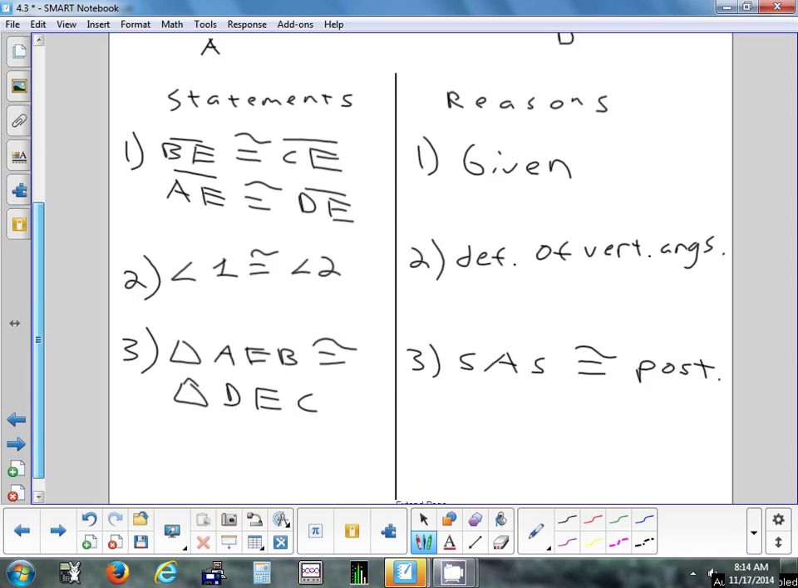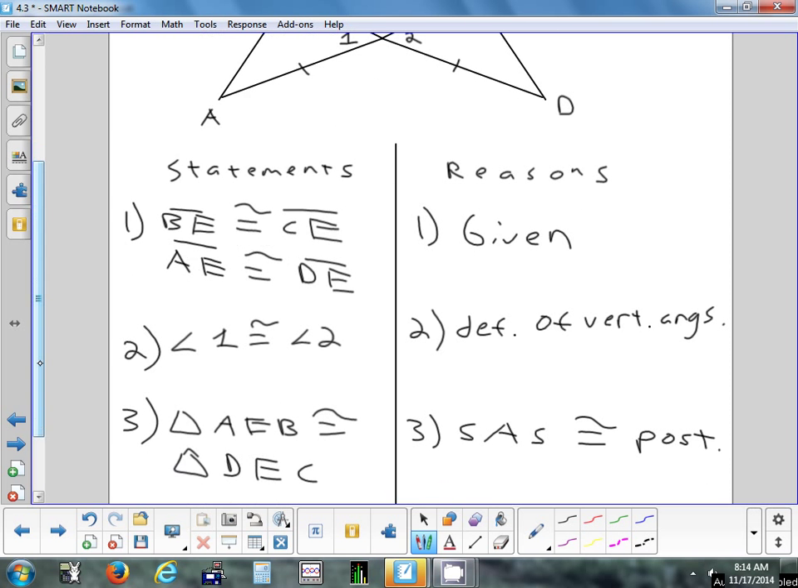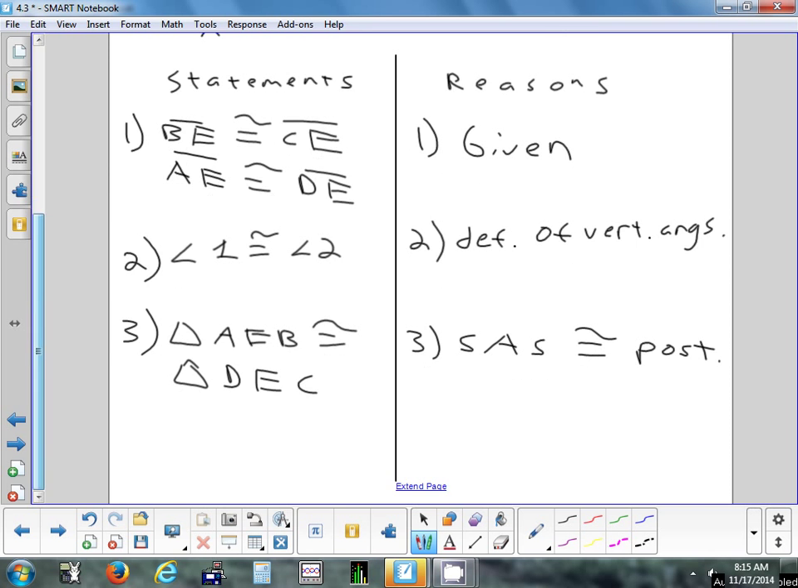Okay, so I'm being pretty formal about how I write it. On a test, if you write SAS, that's okay. Side angle side. Okay, any question on that one? And that's it, that's the whole proof.